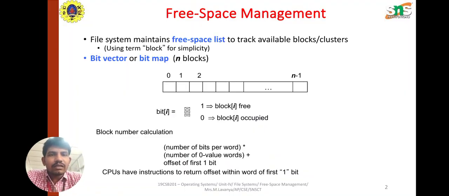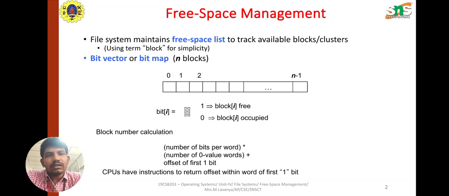So it is the free space management concept. The file system maintains a free space list to track available blocks or clusters. For simplicity, we use blocks as the example. We use a bit vector or bitmap of n blocks, numbered 0 to n minus 1. A bit of 1 means block i is free, and 0 means block i is occupied.